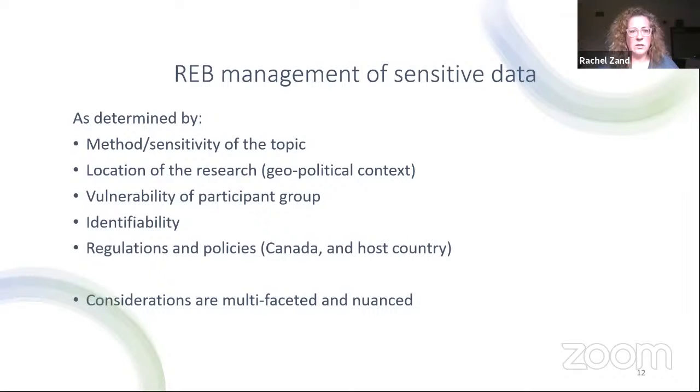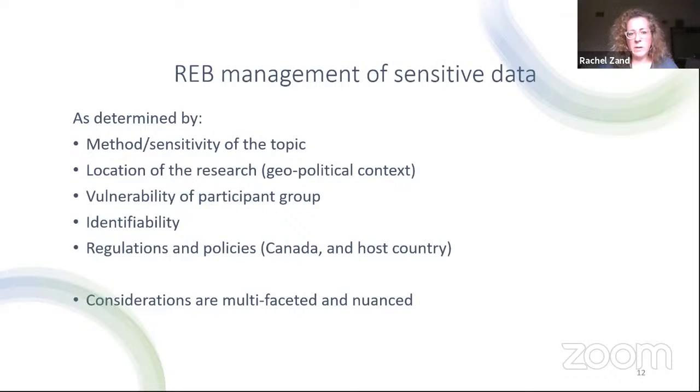So I now want to talk a little bit about how the REB looks at research in terms of sensitive data that will be collected. The risk levels of some topics are dependent on the location. So it's not just the method or the sensitivity of the topic. It's a really nuanced kind of conversation. It could be because of a geopolitical context. So some research that would be absolutely acceptable to be looking at in Canada, in other countries would be considered to be illegal. So that's something that the REB needs to be concerned about.